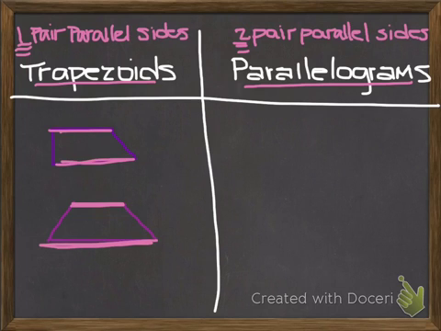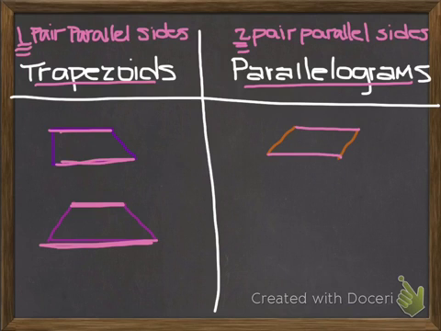But with parallelograms, a lot more shapes qualify. Usually when you're thinking about a parallelogram, you're probably thinking of this kind of shape, where these two lines are parallel and these two lines are parallel. So here you have two pairs of parallel sides, and this is kind of a classic parallelogram.